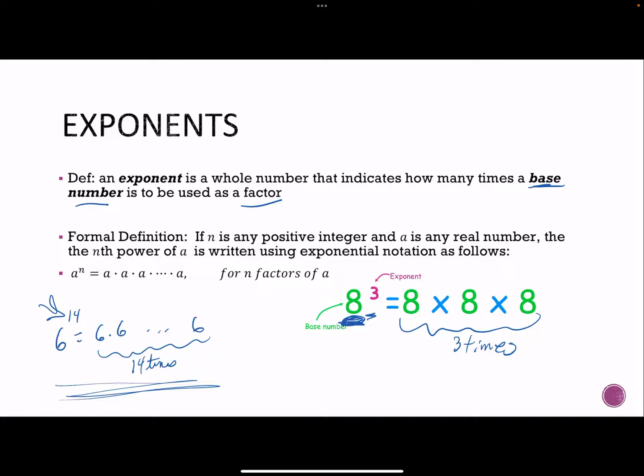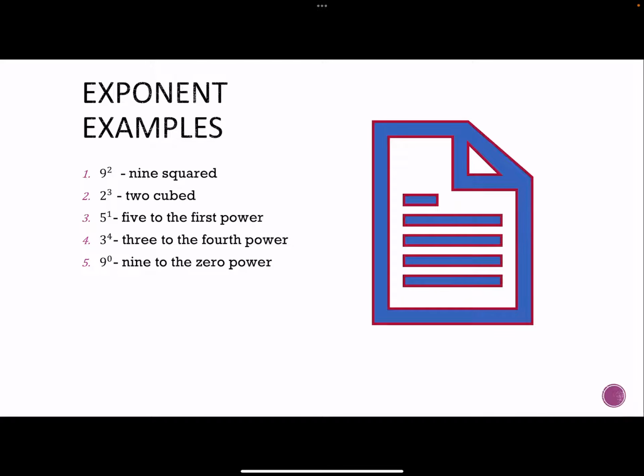So let's take a look at a few examples of exponents. So here I have 9 squared. If it's to the second power, we call it squared. If it's to the third power, we use to call it cubed, right? That comes from the formulas for area and volume, thinking back to geometry, if you've taken that already. We could have 5 to the first power, 3 to the fourth power, and 9 to the 0 power.